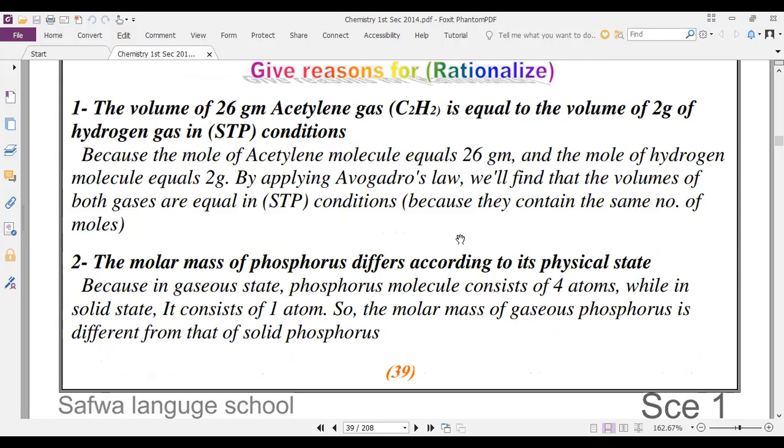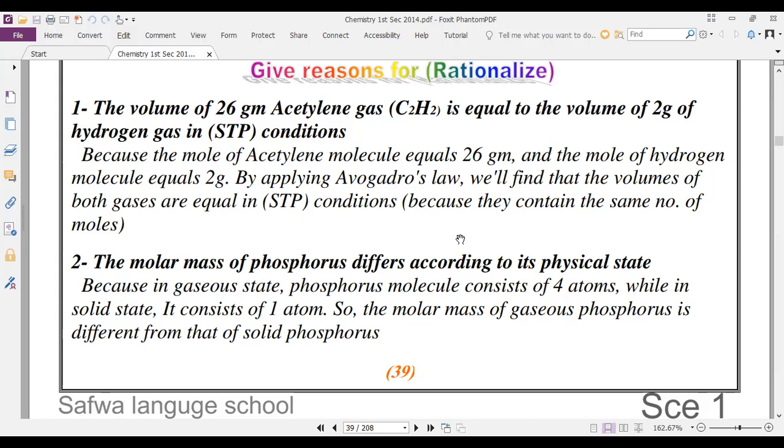Okay. The volume of 26 grams of acetylene gas, C2H2, is equal to the volume of 2 grams of hydrogen gas in STP conditions, because the mole of acetylene molecules equals 26 grams and the mole of hydrogen molecules equals 2 grams. By applying Avogadro's law, we find that the volumes of both gases are equal in STP conditions because they contain the same number of moles.